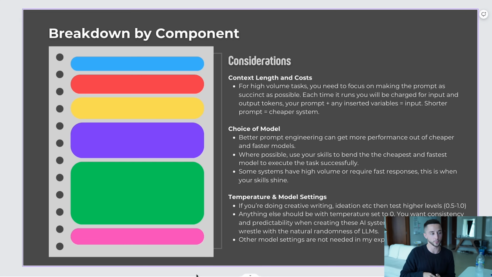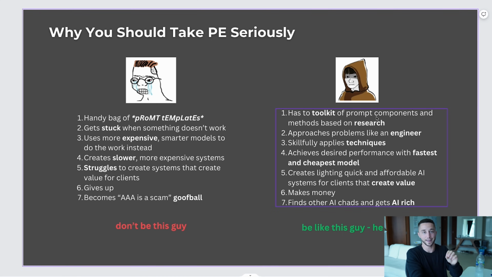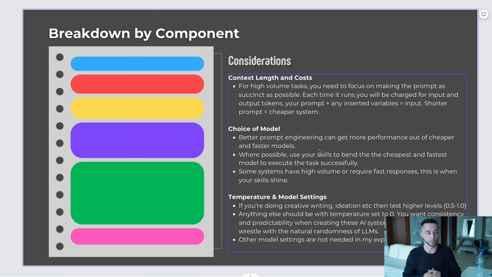The choice of model is important as well. Better prompt engineering and the skills that I've just taught you on this. Going back to this guy here, he has better prompt engineering skills and can get better performance out of cheaper models. This guy doesn't have the skills, so he relies on the more expensive and slower models, which is not good for the client, to get the performance that he needs, because he doesn't have the skills to get it to do what he wants. And that brings me back to this choice of model point, which is where possible, you need to use your skills and use your advantage to bend the cheapest and fastest model to execute the task successfully.